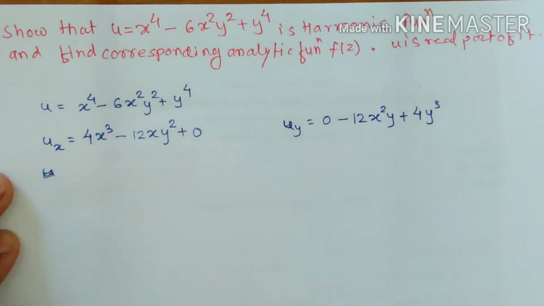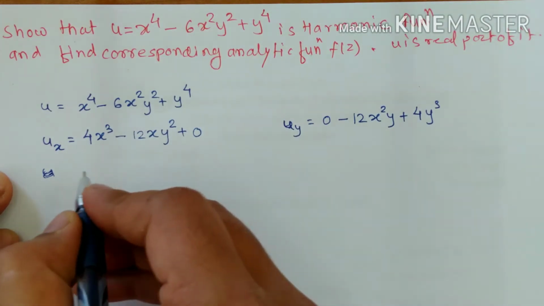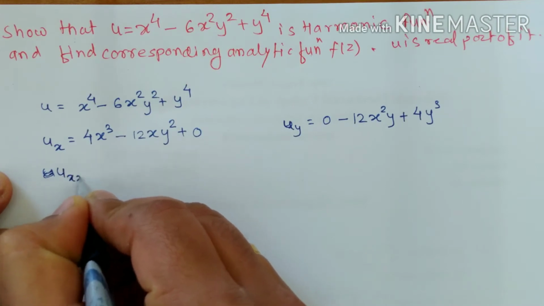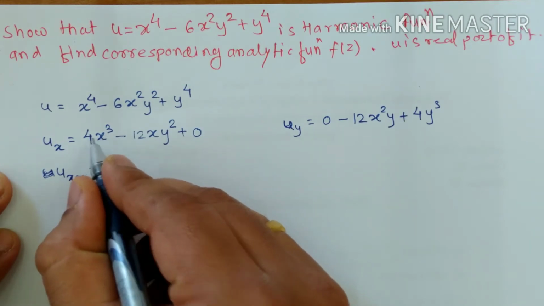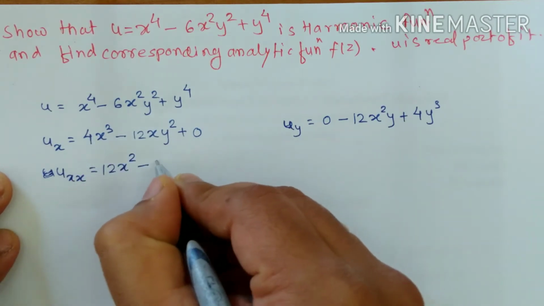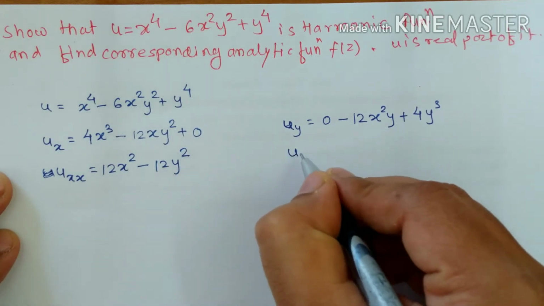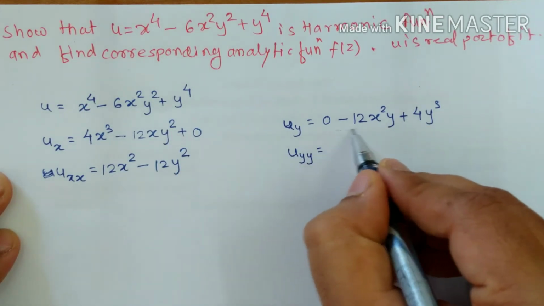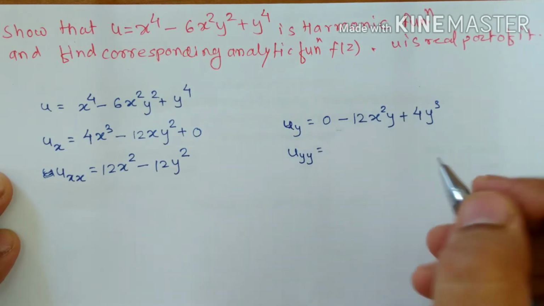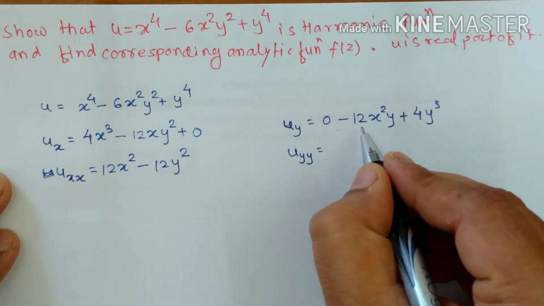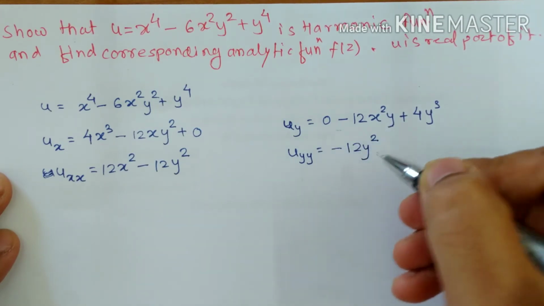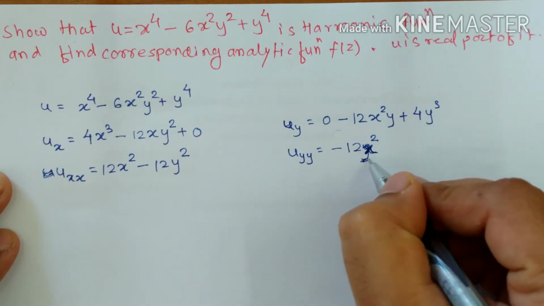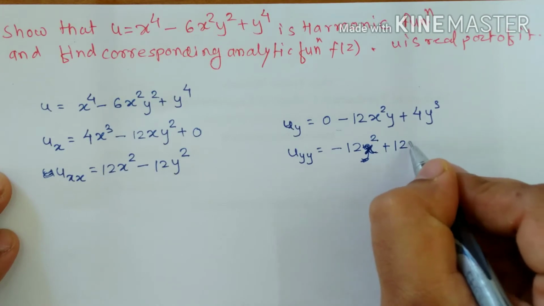Now we have to check whether the function is harmonic or not. To check that, we require the second order derivatives. So we go for the uxx, that is second order derivative. Here the x cube derivative is 3x square, 3 into 4, that is 12x square minus 12y square. Similarly, for the second order partial derivative uyy, I differentiate this term with respect to y. While differentiating with respect to y, the derivative of y will be 1, so we get minus 12x square plus 12y square.